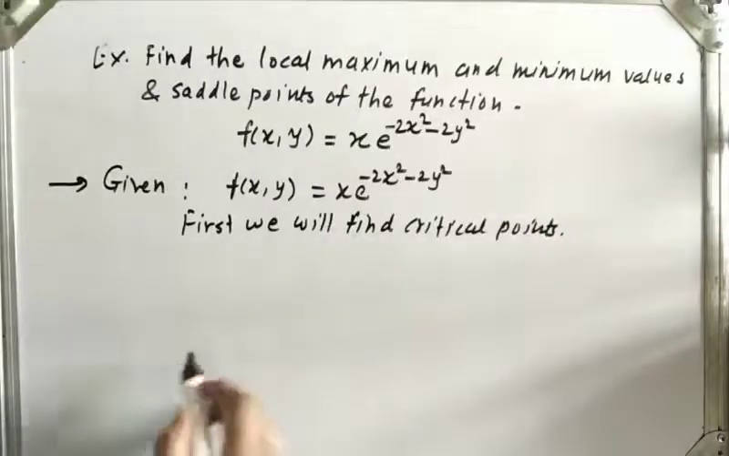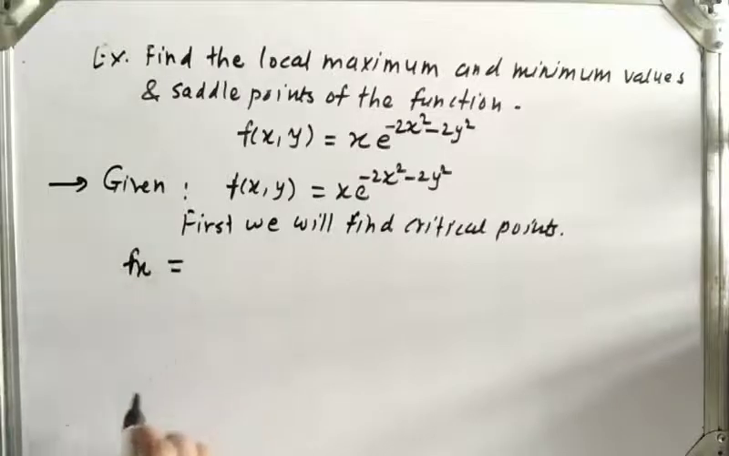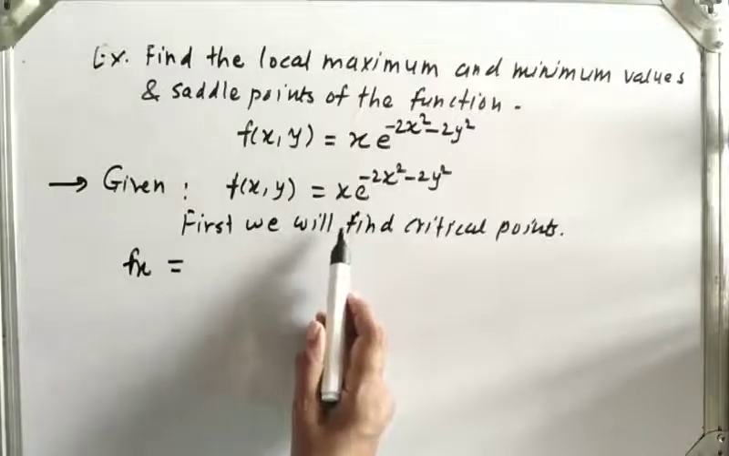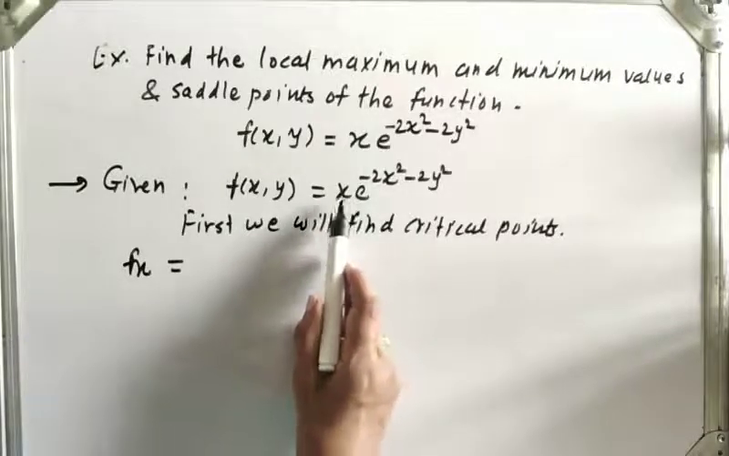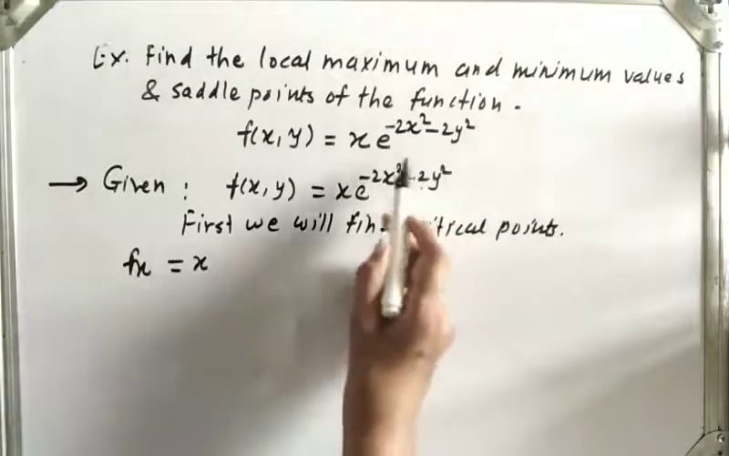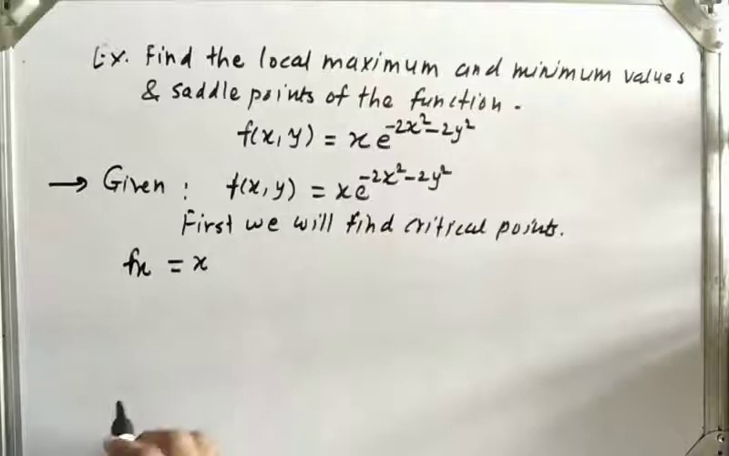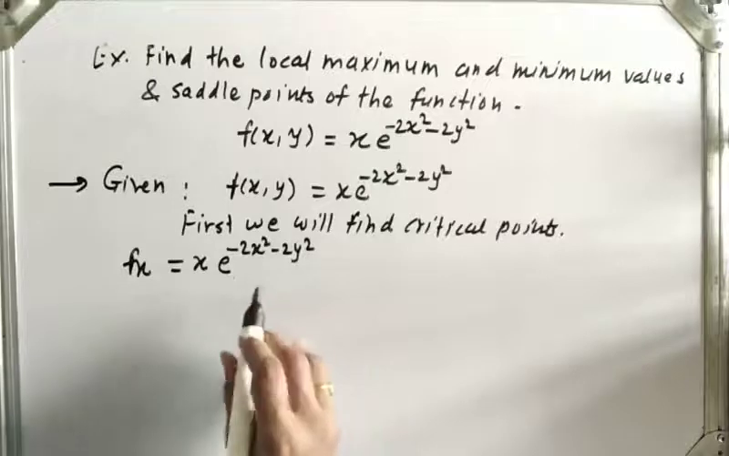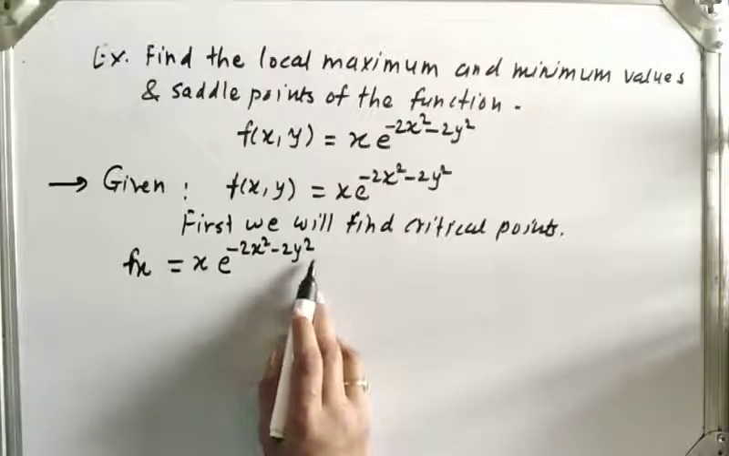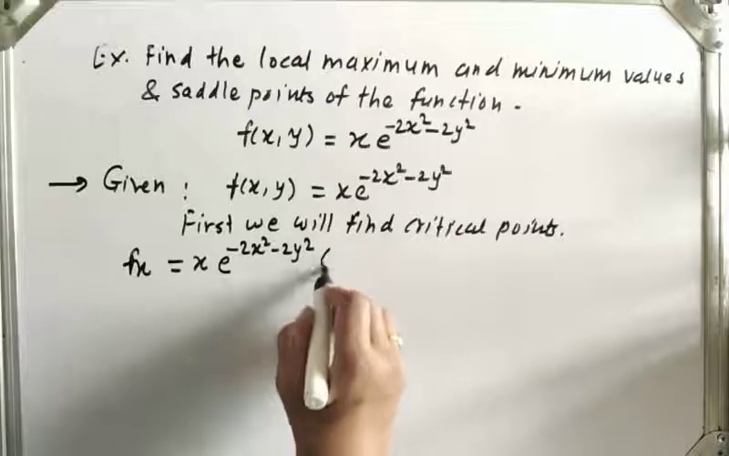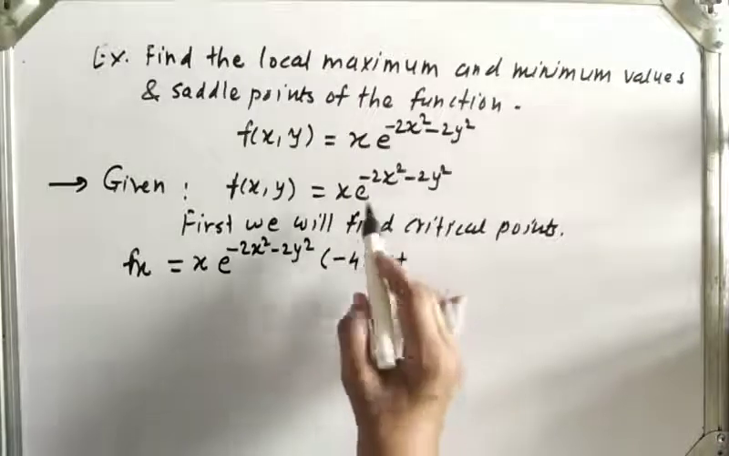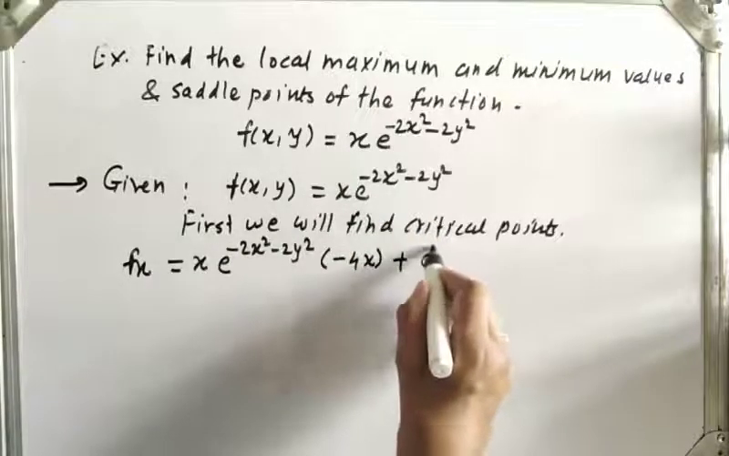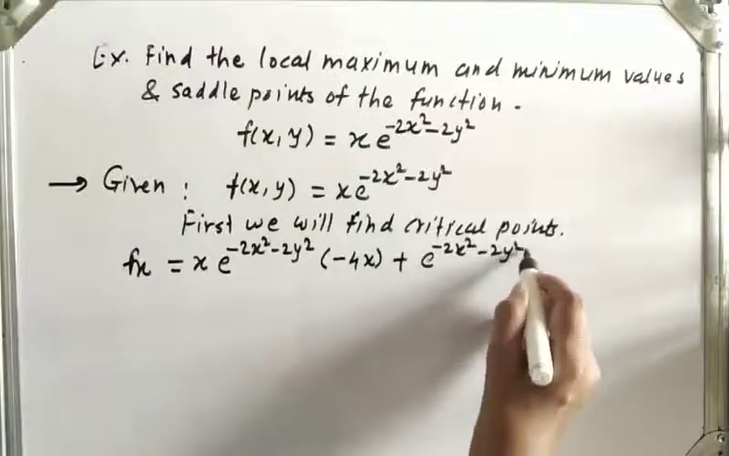So for that, fx is equal to, what will be fx? The partial derivative of f with respect to x. Now here we need to use the u into v rule. First let us keep x as it is. The derivative of e raised to minus 2x square minus 2y square will be e raised to minus 2x square minus 2y square as it is. Again the derivative of minus 2x square minus 2y square with respect to x will be minus 4x, plus the derivative of x is 1 into this value as it is, e raised to minus 2x square minus 2y square.